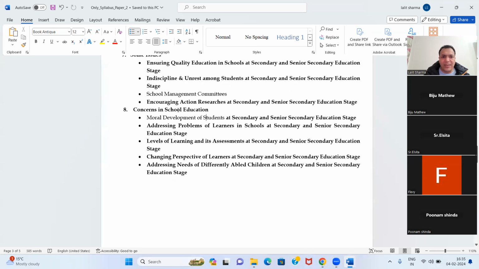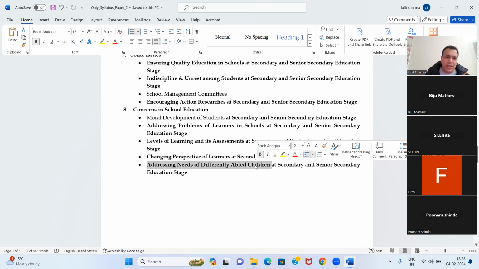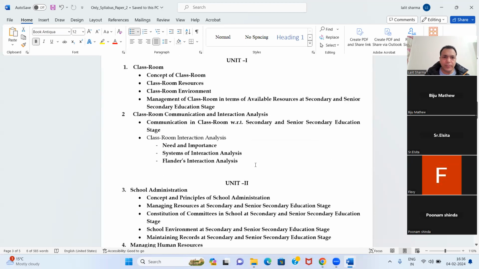And last is concern in school education: moral development of students at secondary and senior secondary education, addressing problems of learners in school, levels of learning, changing perspective of learners at secondary level, and addressing needs of differently abled children, right?